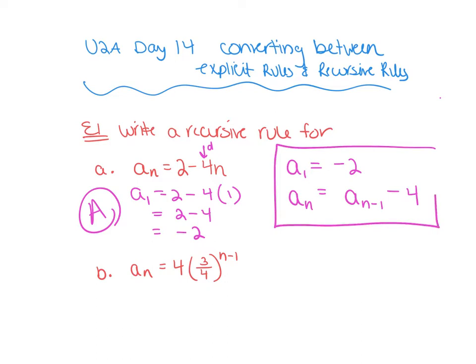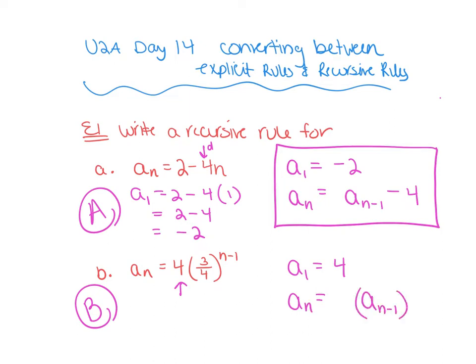Now in B, you can see that it's a geometric sequence. We still need to know our first term, and the way that this is written, we see our first term, it's 4, and our nth term, we have to write it in terms of the previous term, which is a sub n minus 1. And what are we doing to get to our next term? We're multiplying by that common ratio.